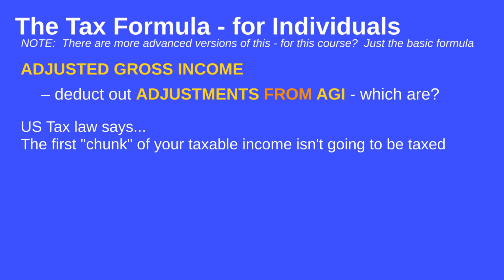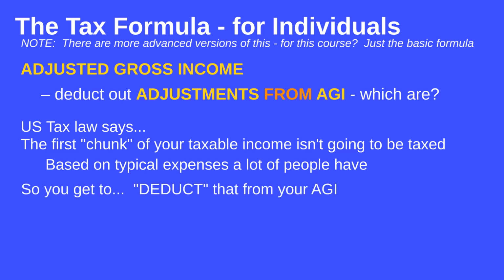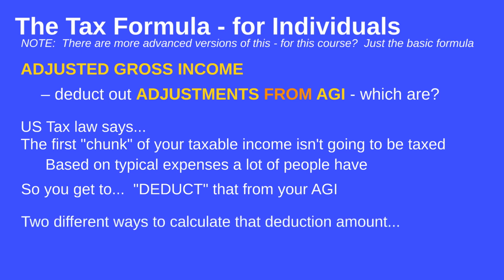tax law says that the first chunk of your taxable income, we're not going to tax you on. We're going to let you bring in a certain amount of money before you start getting taxed. And what that amount is based on is typically the expenses that a lot of people have. So you get to deduct those typical expenses from your adjusted gross income, your AGI, so that you don't have to pay taxes on it.